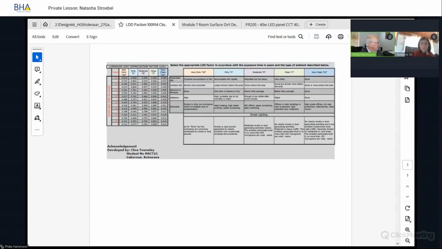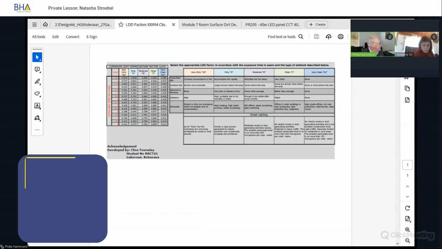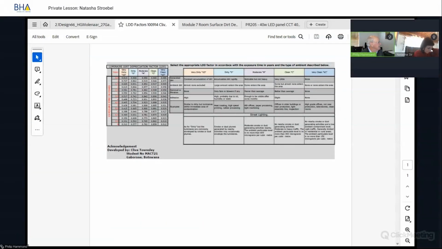All right? And you can look at the columns here, and you'll see that on this side, it tells you how many years. And you'll set it according to whether it's clean or very clean. And the columns are all there, matching these descriptive columns. So you can work it out to see when it gets to a certain point, I'm going to be losing too much light. So for your luminaire dirt depreciation, you use this table.